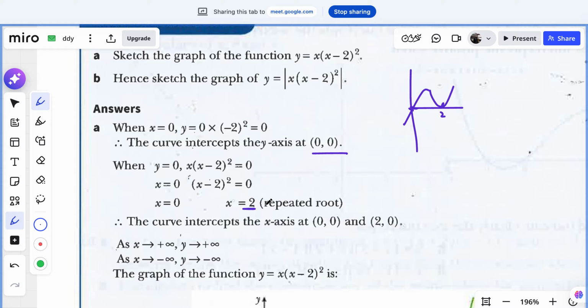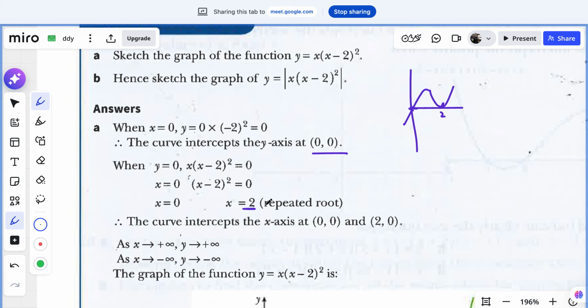Okay. Then here we say as x approaches infinity, y will also approach positive infinity, and as x approaches negative infinity, y also approaches negative infinity. What that means is that as x increases, y will increase, as x decreases, y will decrease. Okay, now the graph will be sketched because we've already obtained all the points.